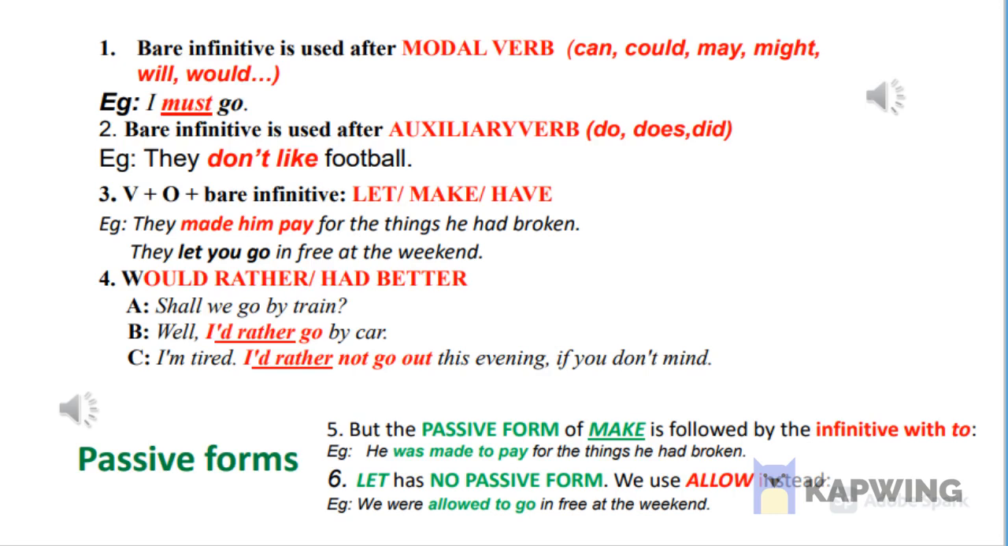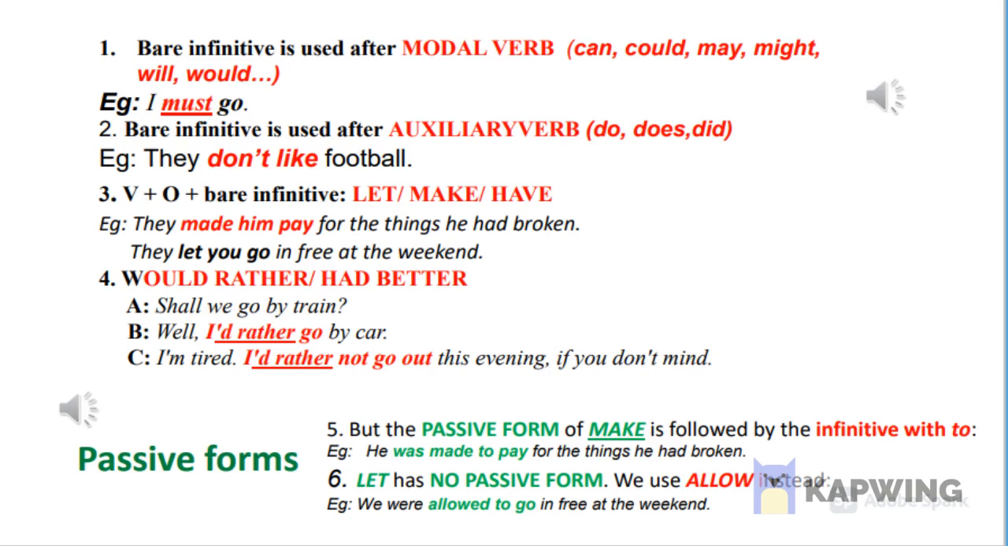Lastly, after had better, would rather, would sooner and rather than, we use bare infinitive. For instance, shall we go by train? Well, I'd rather go by car. I'm tired. I'd rather not go out this evening, if you don't mind.